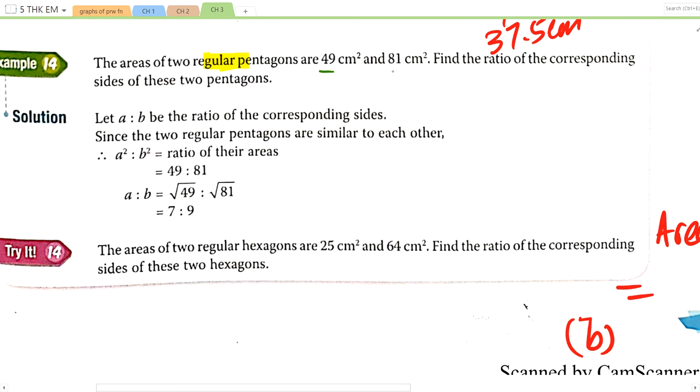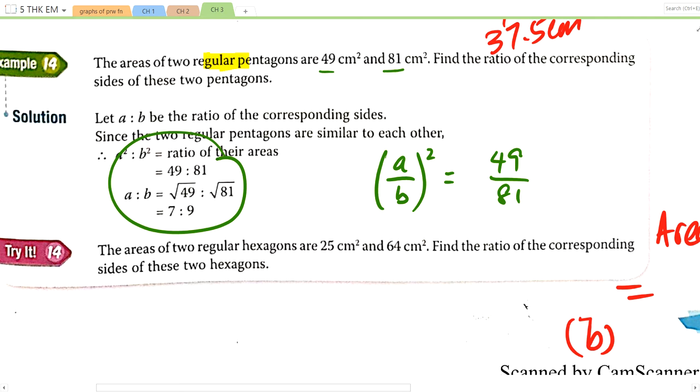So the areas are 49, 81. Find the ratio of the corresponding sides of the two pentagons. So let A and B be the ratio of the corresponding sides. So this is what I'll write actually. Since A and B are the ratio of the corresponding sides, right? So A over B square must be equals to 49 over 81. This is what I'll do. I will not use ratio like this. This is my answer. This is my working.